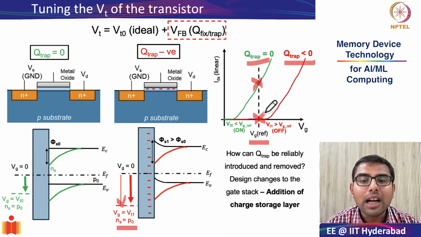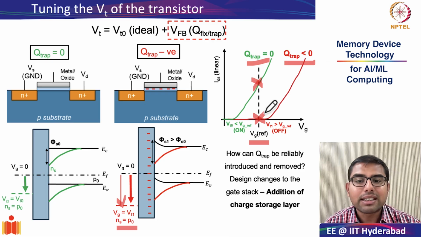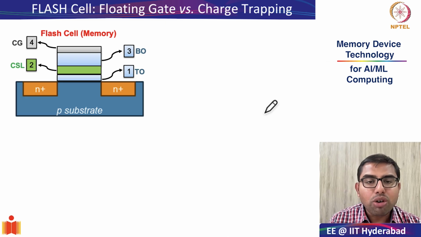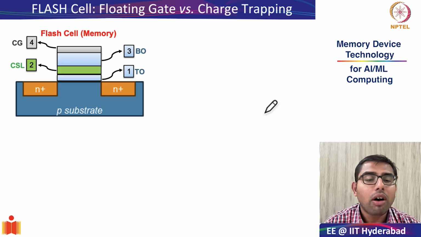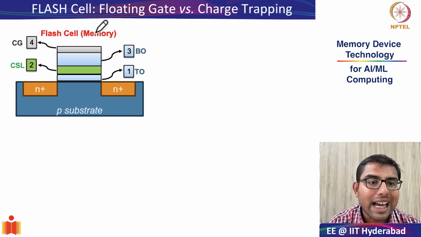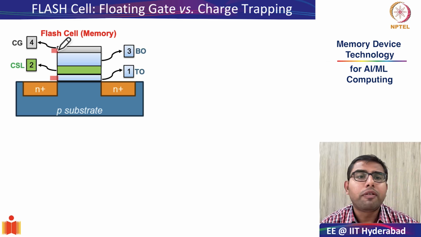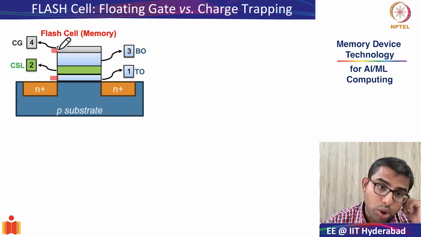So today we will begin our study where we left last time. We will see how such kind of introduction of trap charges and removal of trap charges is facilitated in a transistor, and as we know, that is done by modifying the gate stack of the transistor. So from a normal transistor which has just an oxide layer and a metal layer, we have now transformed that into a flash cell which will behave like a storage element.